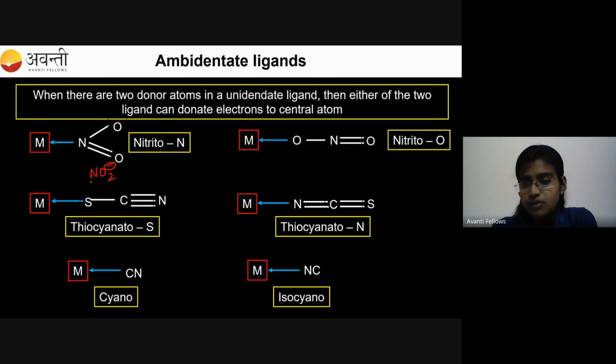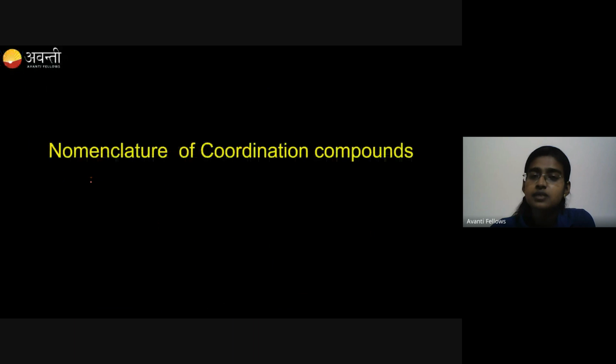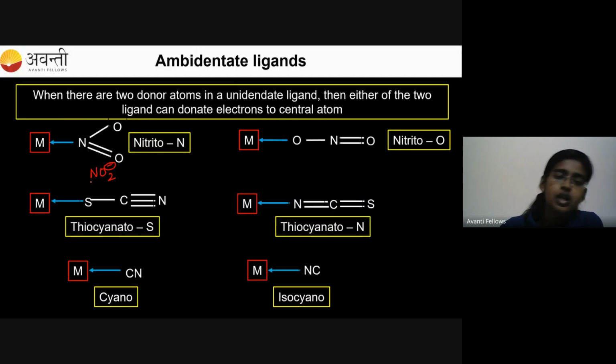Isocyano. Clear, students? So these are ambidentate ligands. And one more is also there, which are called chelating ligands. So before moving on to the nomenclature, I want to let you know about the chelating ligands also. So what is meant by chelating ligands?